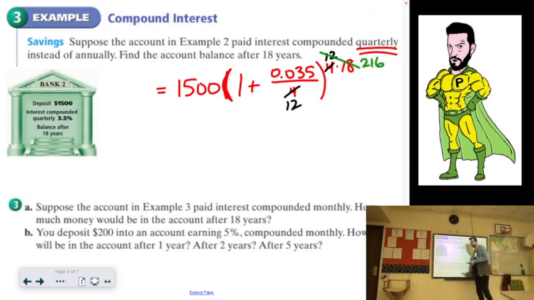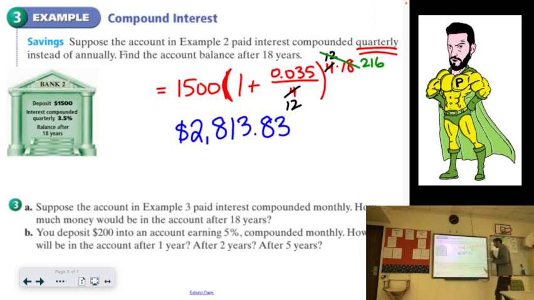So I'm going to do this all in my calculator. I'm not even going to write any more steps, but make sure you do it in the proper order. 0.035 divided by 12 plus 1 equals 1.002916666. We're going to take that to the 216th power, and we're going to multiply that by 1,500, and we end up with $2,813.83.